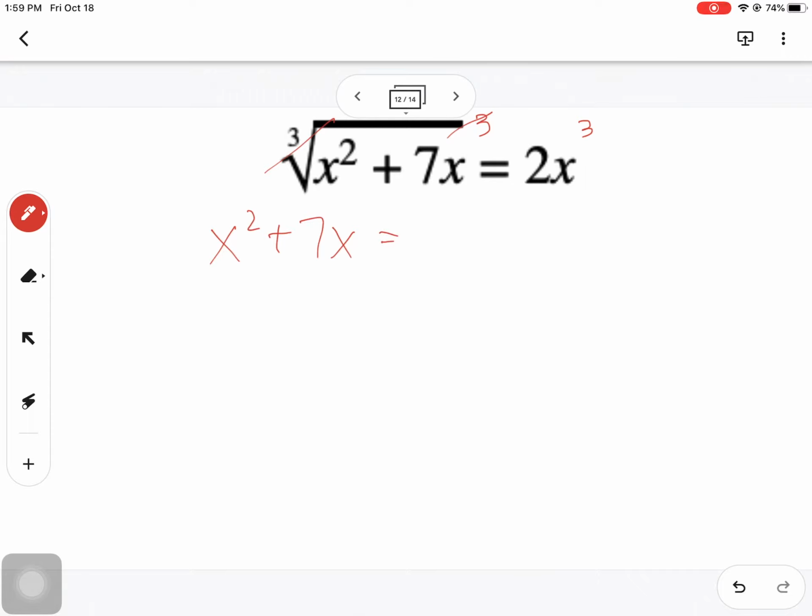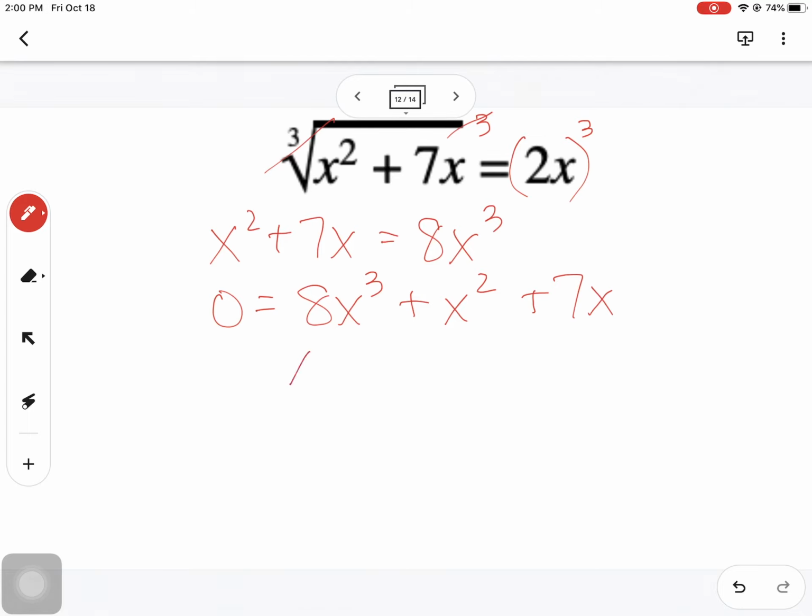On the left it just cancels. On the right, make sure you cube both things. So this will be 8x cubed. When you're setting this equal to 0 so that you can try to factor, I would make sure that you keep your highest exponent positive. So I'm going to move everything to be with this 8x cubed to make my life a little bit easier. And then I'm going to factor out an x because this all has a GCF.